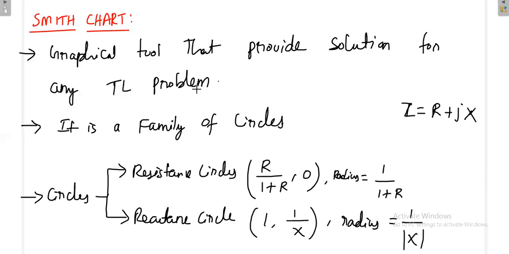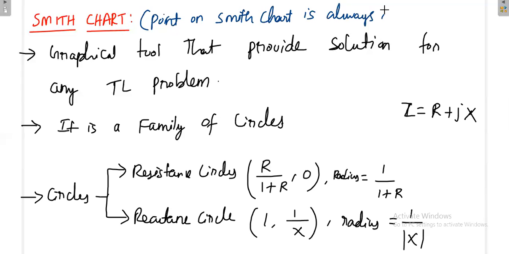Any point on the Smith chart is always in the normalized format. Then, if it has to be in a normalized format, definitely what you should know for a particular problem is what Z0 is.